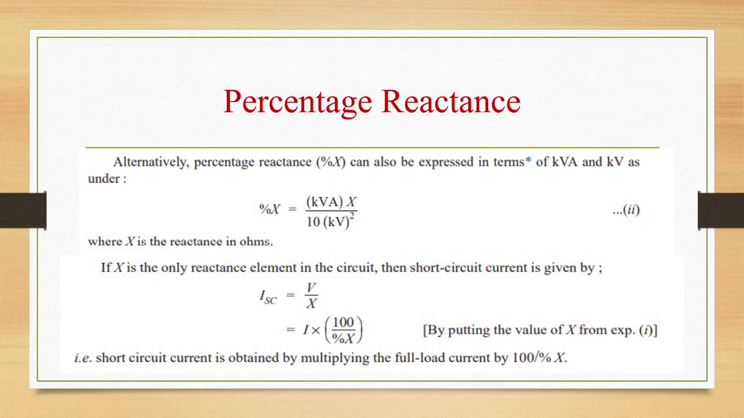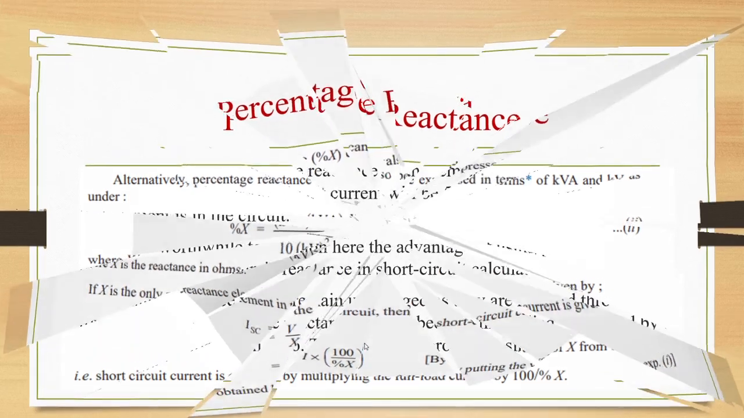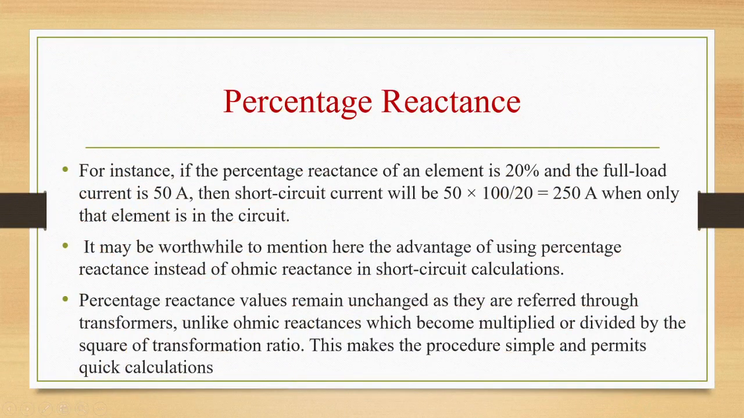What we are telling here is that the percentage reactance of the element is 20%, that is percentage X is 20, and full load current is 50 amps. So short circuit current will be what? 50 into 100 by 20, which is 250 amps when only that element is in the circuit.